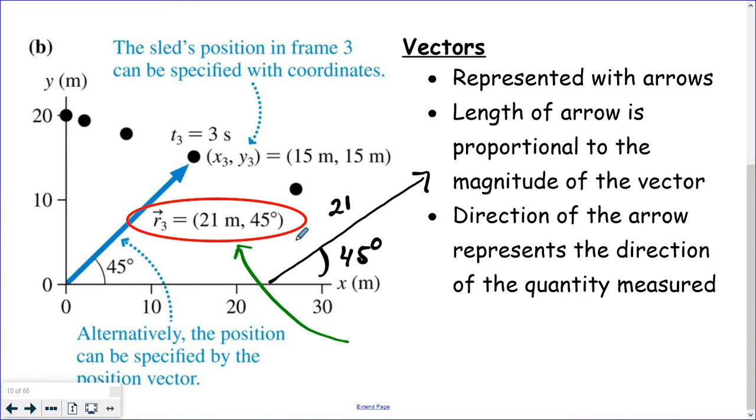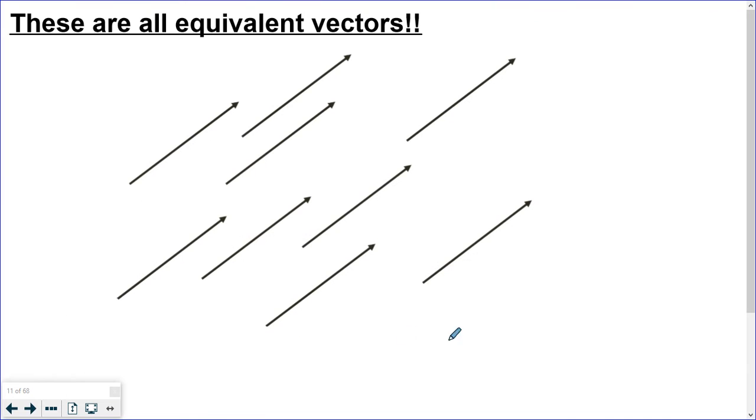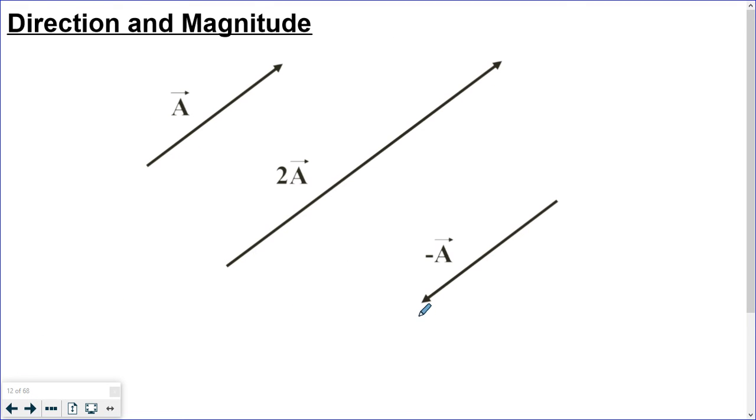All you need is a magnitude and direction to define a vector, which means that vector can be the same length and same direction, and it could be written like this. All of these vectors are equivalent. Maybe they're all 21 long, and they're all at a 45-degree angle. Every single one of these vectors is the same vector. It doesn't matter where it's positioned. A vector is a length or a magnitude, and a direction, which is the angle. It doesn't tell you where to put it. Direction and magnitude. If I take a vector A and I say 2 times vector A, I don't change its direction.